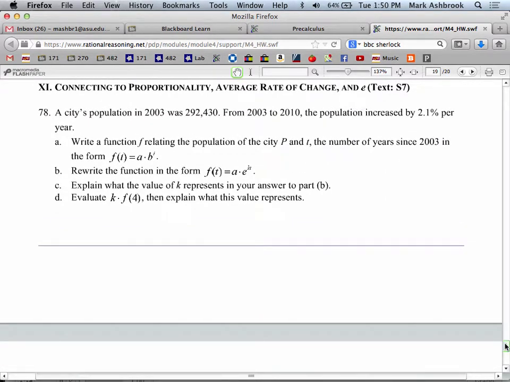So the population increased by 2.1% per year. Are they giving us something that ties in closely to B, or are they giving us K? Are they giving us what we could use to find B, or are they giving us K? So the key is, does it say continuous rate? No. It says the population increased by this much. Therefore, what can we conclude?